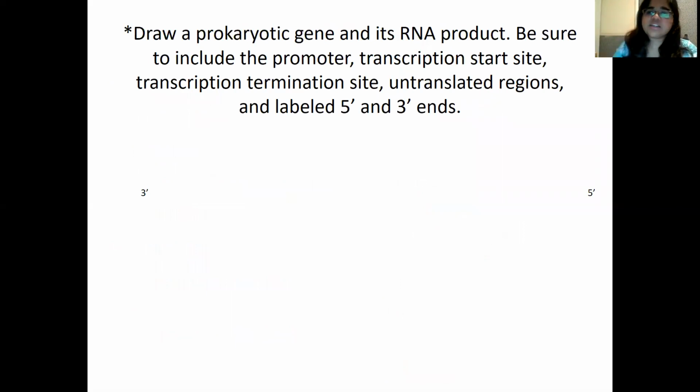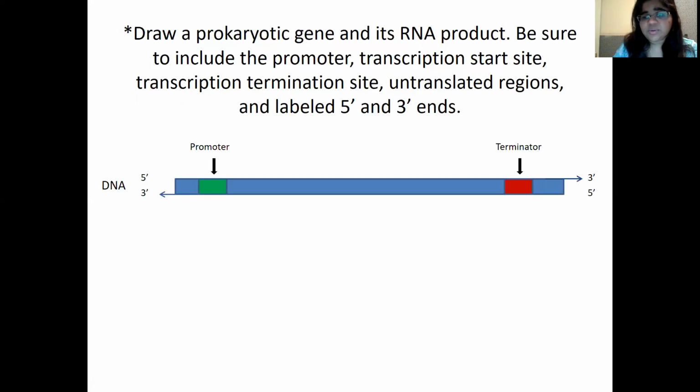So if a question comes in, draw a prokaryotic gene and its RNA product, be sure to include these specific components. How would you do this? So this is our DNA. We have our promoter, our region in between here, and then our terminator. So this is our coding area, right?